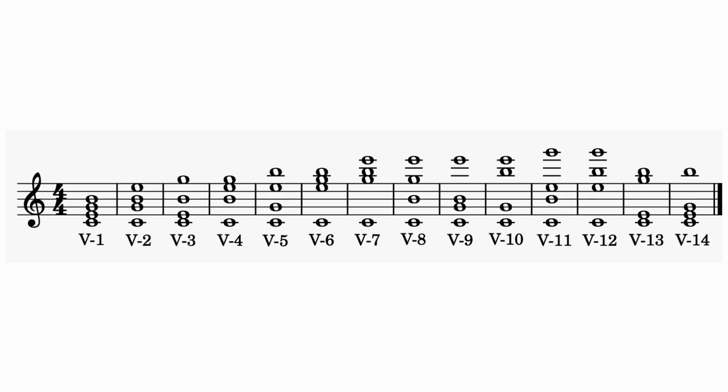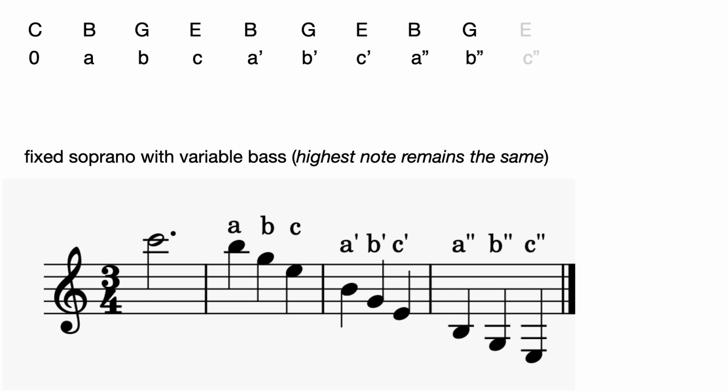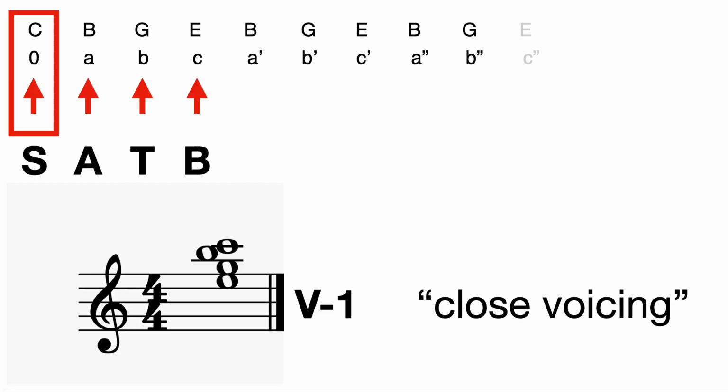So now let's look at another way that we can try to arrive at some of these voicings. Instead of a fixed bass, we're going to look at a fixed soprano with a variable bass. So the highest note will remain the same, and we're going to change the other notes in the chord. So again, we have this notion of the C, and then B, G, and E. But as we notice, this is going down.